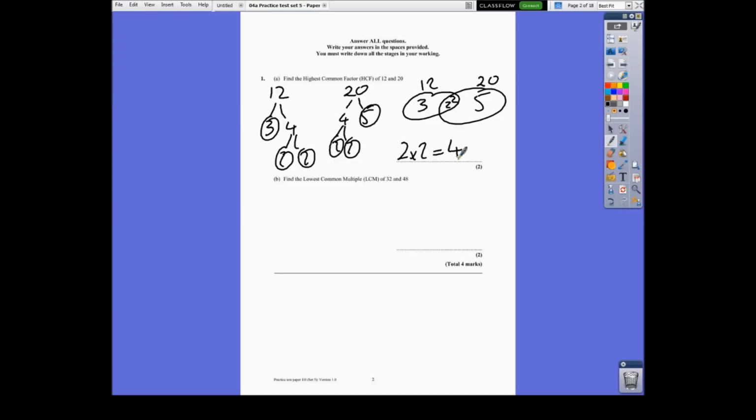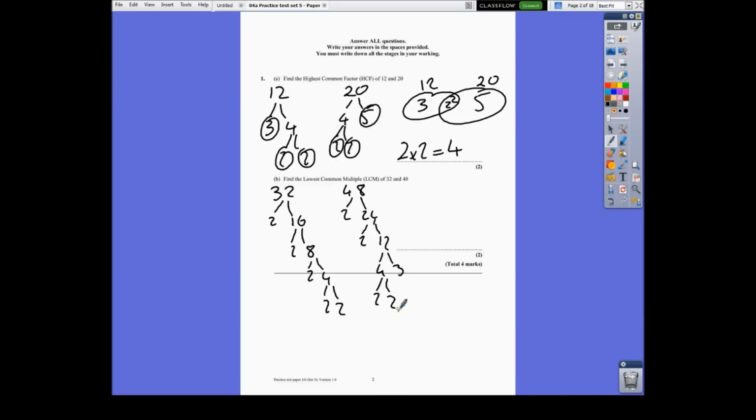Again, I'm going to use a Venn diagram for this, the lowest common multiple. If we break 32 down into 2 times 16, which will be 2 times 8, 2 times 4, and 2 times 2. So 32 is 2 to the power 5, and 48 will be 2 times 24, which is 2 times 12, which is 4 times 3, and 2 times 2.